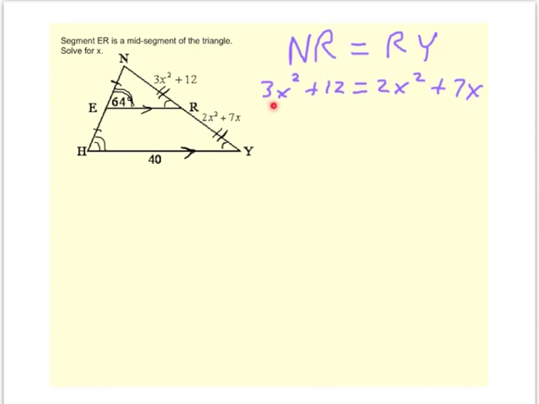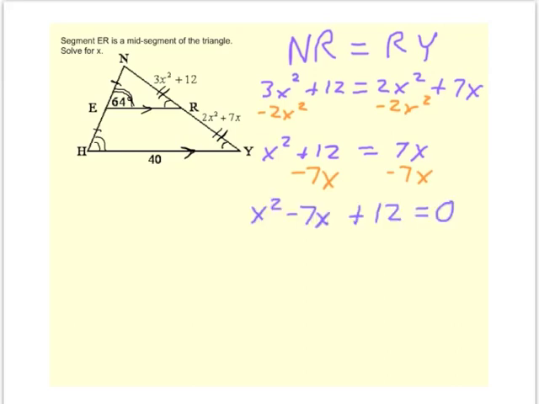And so we have a couple of terms with an x squared. We have a term with a regular old x, and we have a term with a constant number. So it looks like we're going to have to solve by factoring. So let's go through a cleanup session. Let's bring that 2x squared over to the other side by subtracting 2x squared from both sides. And then again, since we want to solve by factoring, we'll have to do the same with 7x. And so now we're looking for factors of 12, which add to negative 7.